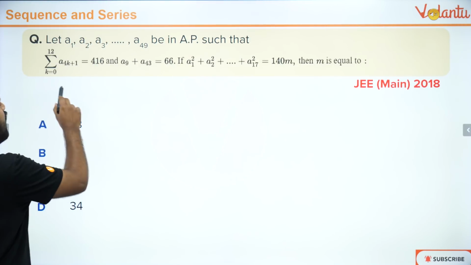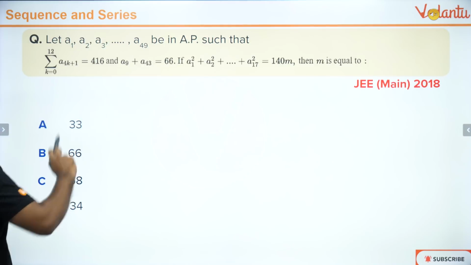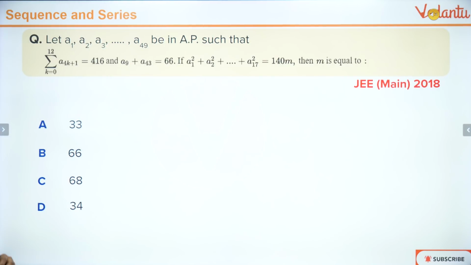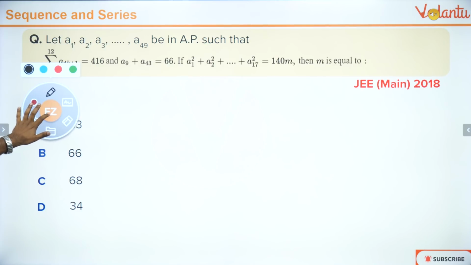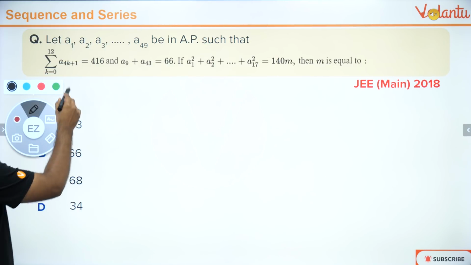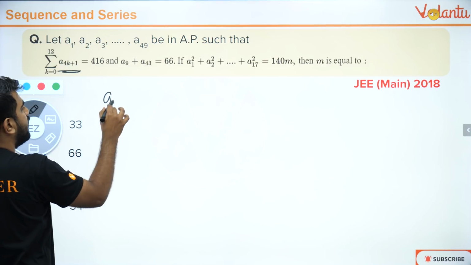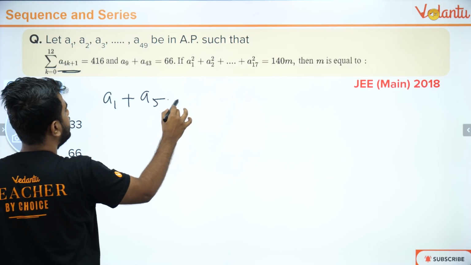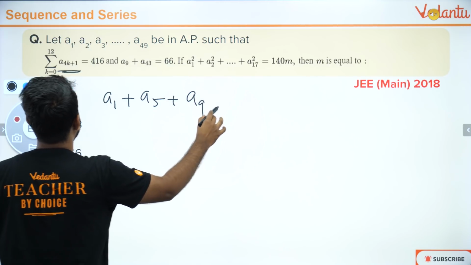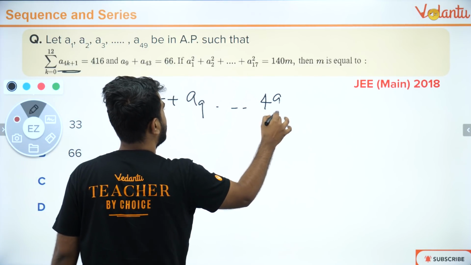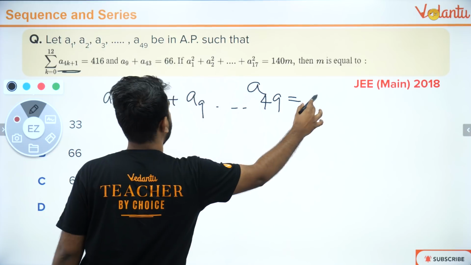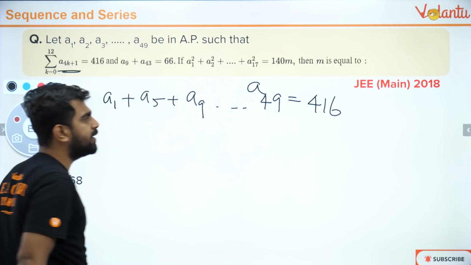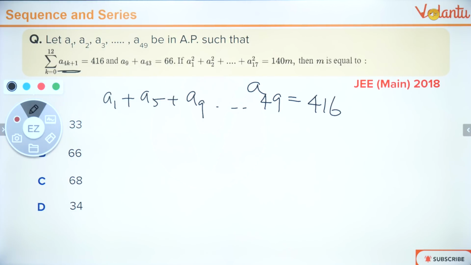Only then we will be able to measure this. So these two are my most important clues. That's how you figure it out in a question. Given in an exam, you should be able to decipher it that fast. Now what does this mean? When K is 0, it will be A1. When K is 1, it will be A5. When K is 2, it will be A9, and all the way up to A49. And that is equal to 416. Are you guys clear with that?